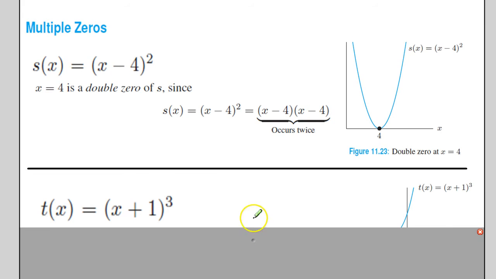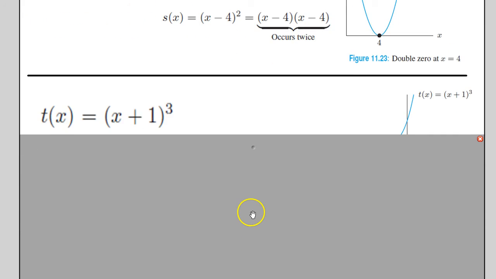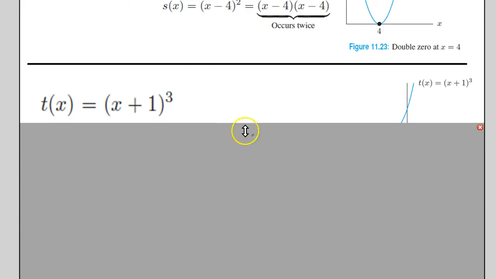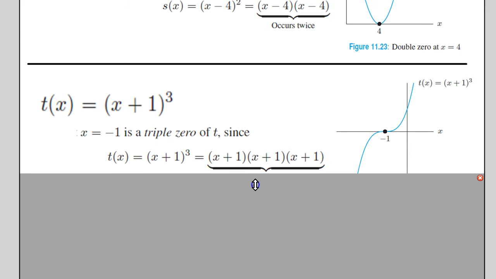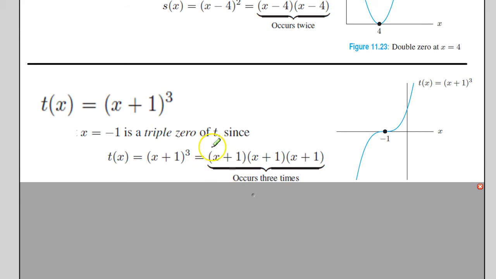Remember I said it was a power function with a horizontal shift. In another case, we have another power function shift, but this is a degree 3 polynomial, and we call this zero, x equals negative 1, a triple zero, because we have 3 linear factors of x plus 1: x plus 1, x plus 1, x plus 1.